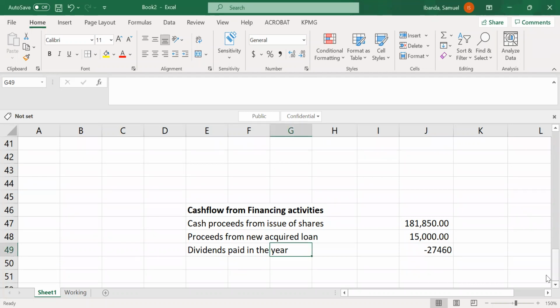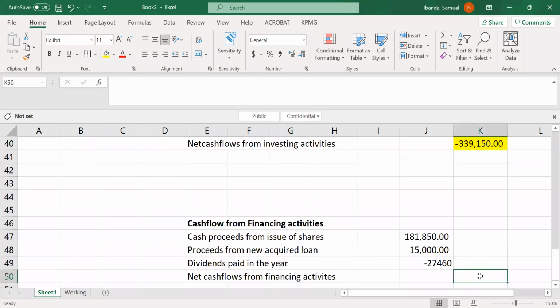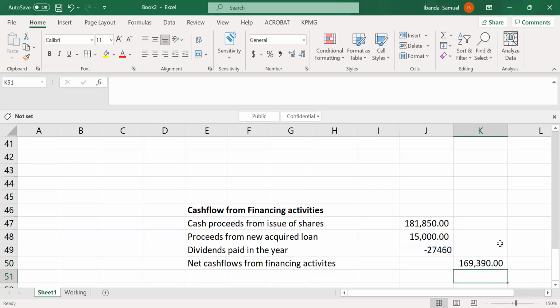So after I've done that, I'll just look to see, do I have any other item of financing activities? I don't seem to have any, so I'll get my net cash flows from financing activities. I'll just add this up. This is 169,3990, as we can see there.